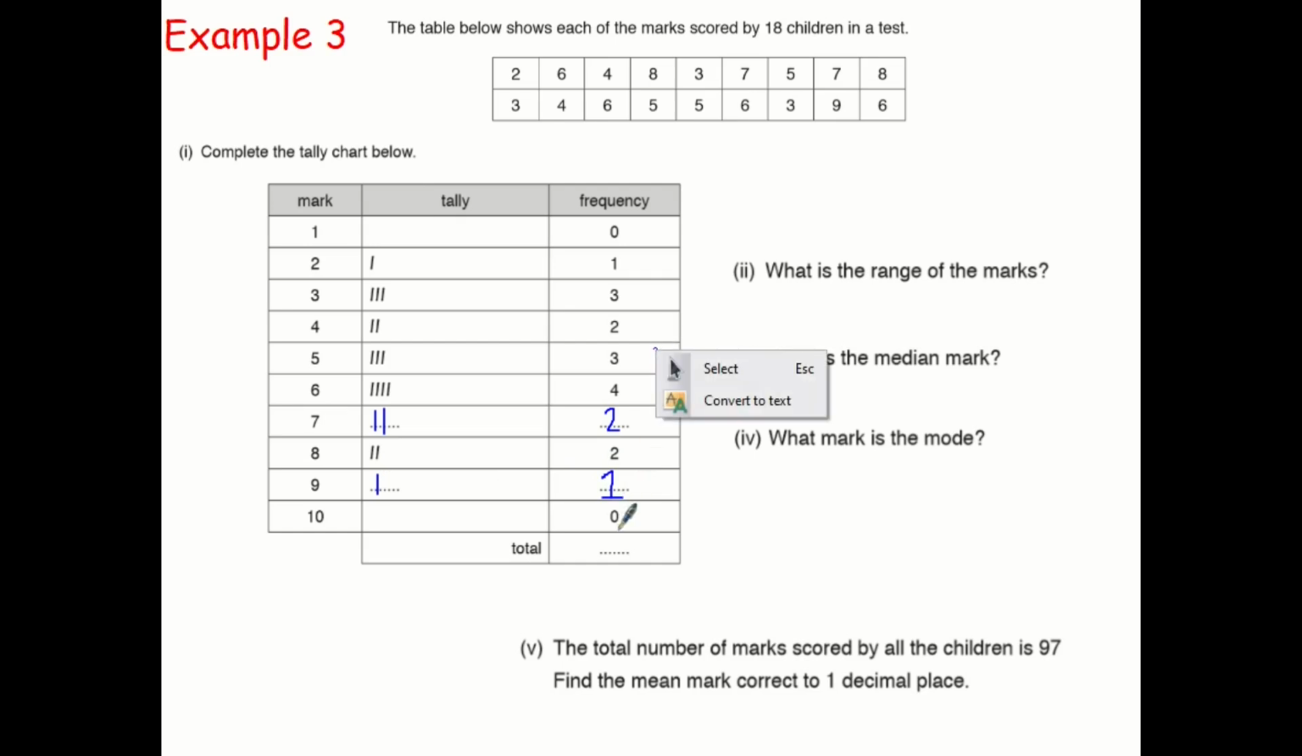And altogether this adds up to 18, and you can cross-reference that by looking at your question, okay, which says there are 18 children. So you should be getting the same value down here.